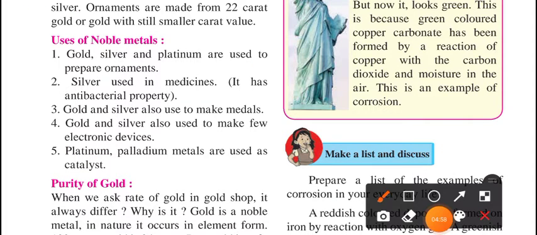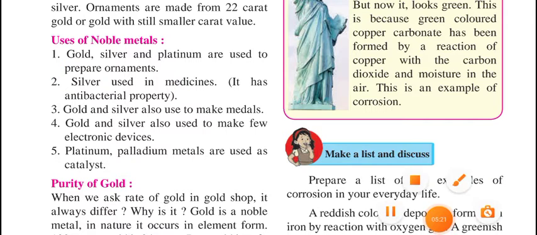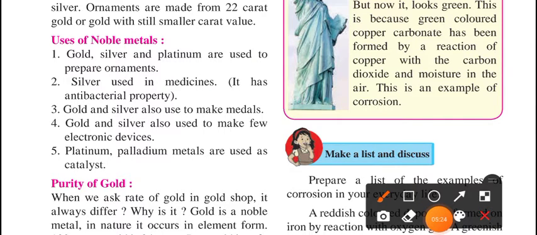Now, as we discussed the uses of metals, here it is clearly given about noble metals like gold, silver, platinum, and so on. Gold, silver, platinum are used to prepare ornaments. Silver is used in medicines because it has antibacterial property. Gold and silver are also used to make medals. Gold medal, silver medal. You may have heard about this. Point number four: gold and silver are also used to make a few electronic devices. Platinum and palladium metals are used as catalysts. So these are the uses of noble metals.